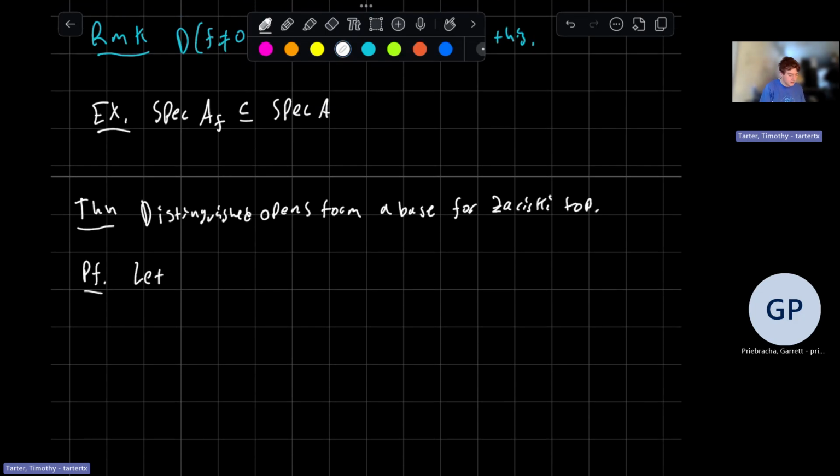If we let U be in Spec A, and specifically be open, we want to show that U is a union of distinguished opens. Right, so any open set should be a union of base elements, is kind of the criterion that we care about.